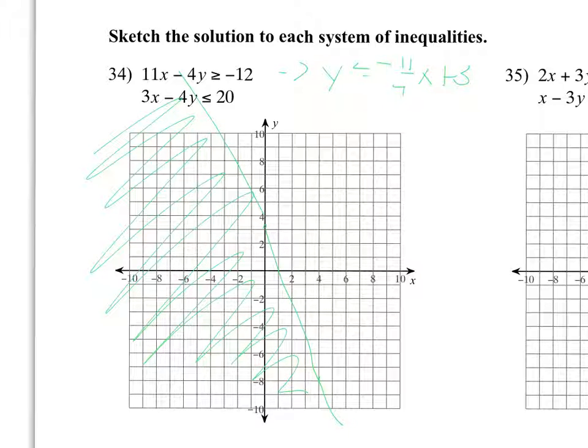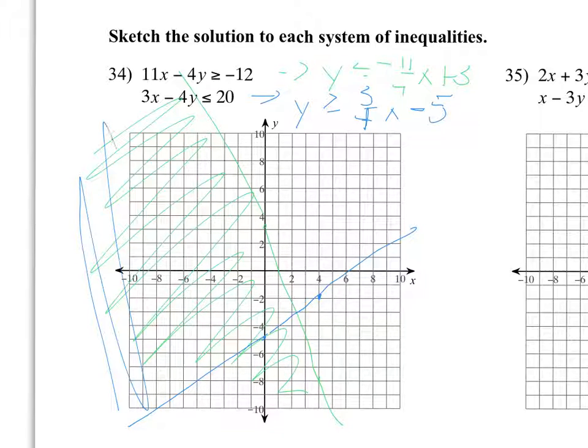Okay? For my other one, I'm going to do the same thing. Get y by itself to make it easier to graph. And y is going to be greater than or equal to positive 3 over 4 x, and then minus 5 when I divide 20 by negative 4. So we're at minus 5, up 3 to minus 2 over 4. And we're greater than, so we're going to color in the top of this.